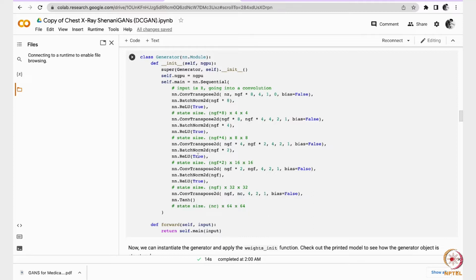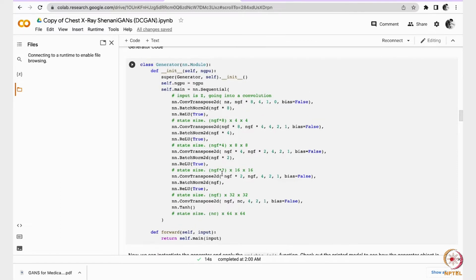So in the generator, convolutional transpose 2D layers are used. At the same time, batch normalization is used, and ReLU activation functions are used in every layer, except at the output layer, where they have used the tanh activation function. I will get back to what this noise vector is later on. Just the basic idea.